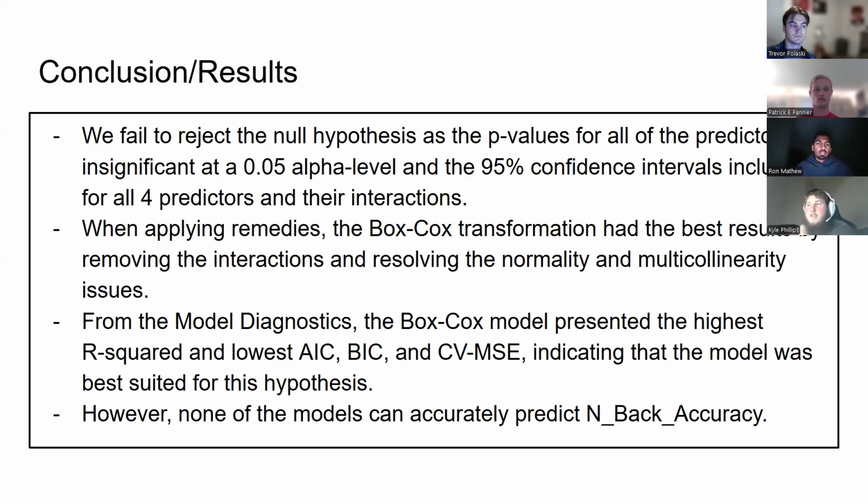So the conclusion for this model is that we fail to reject the null hypothesis, as the p-values for all the predictors are insignificant, and the 95% confidence intervals contain 0 for all 4 predictors. When applying the remedies, the Box-Cox transformation was the best. From the model diagnostics, we can see that it met the appropriate R-squared and had the lowest BIC, AIC, and CV-MSE, indicating that it was best compared to the other models, but none of the models can accurately predict NBAC accuracy.